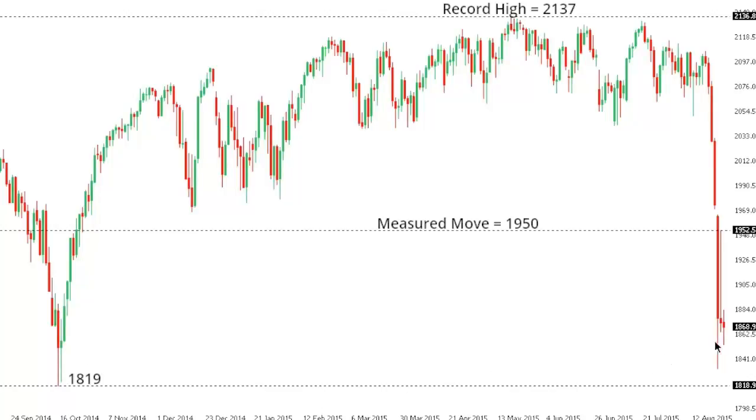At this point, look for rallies to continue to be very well capped in favor of what could be additional declines as this market continues to show signs of major topping following a surge to fresh record highs back in May. At this point, look for any rallies to be well capped into the 1950 area, while setbacks should extend below 1819.